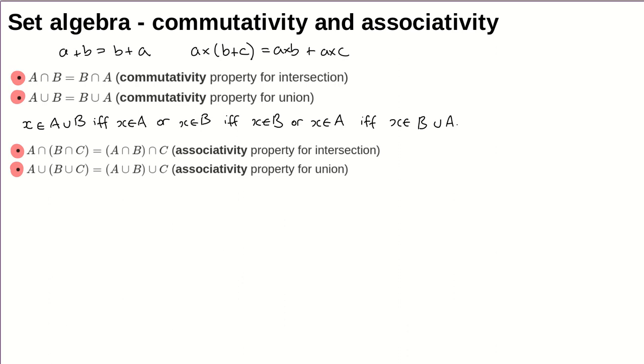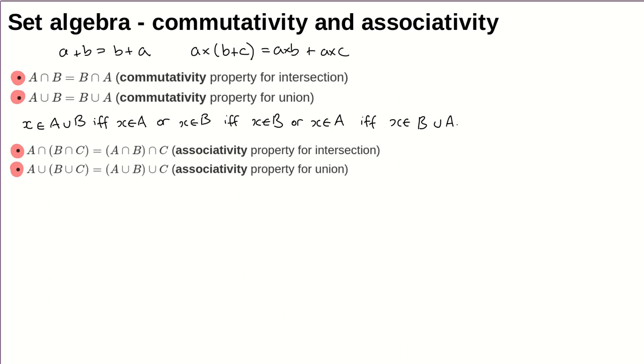I'm not going to give an argument as to why this is true. If you want to convince yourself, then for this associativity property for intersection, you should just convince yourself that both of these two sets, the left-hand side and the right-hand side, are the set of things which belong to A and belong to B and belong to C. But what I will do is just say very briefly why the associativity property is useful.